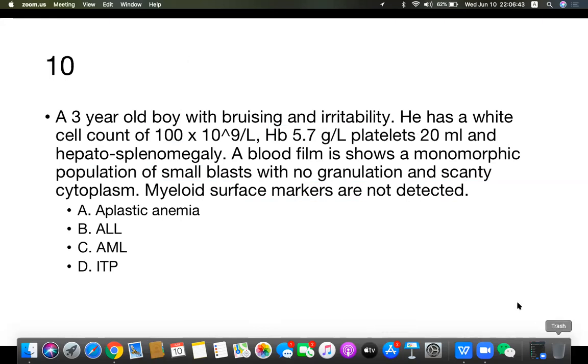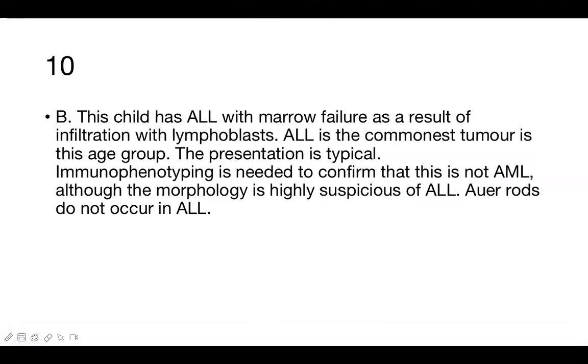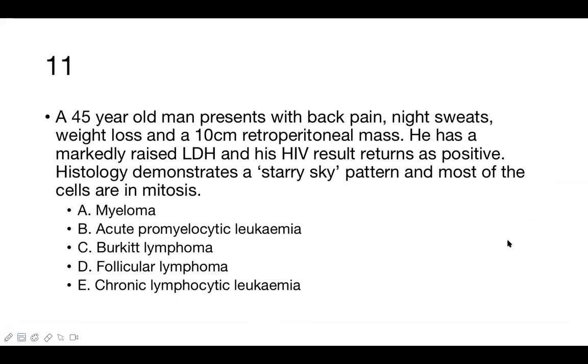So today we have seen two different cases of ALL, presented in different ways. Let me go through this. This child has ALL with marrow failure as a result of infiltration with lymphoblasts. Auer rods do not occur in ALL, and all these markers for AML will be absent. Now let's go to case number 11.